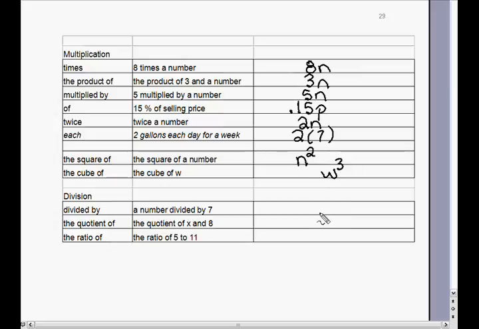And then we have our division words, divided by. Write what you read as you read it. N divided by 7. We tend not to use the line with the 2 dots in algebra when we're trying to do division. We just simply use the fraction bar for divide. The quotient of x and 8. Well, again, I want that answer. The first thing I saw was x, and then divide by 8. So beware, that word and does not mean to add. A ratio. A ratio is nothing more than a fraction, and you write it in the order that it was given to you. 5 to 11. So 5 divided by 11.